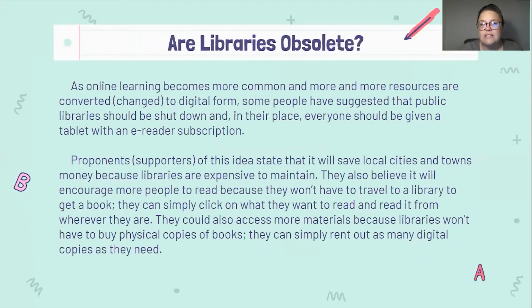On this slide, we can see the title of this essay is called Are Libraries Obsolete? Do you think this title gives a clue as to what the author's claim will be? First, let's look at some of the words.